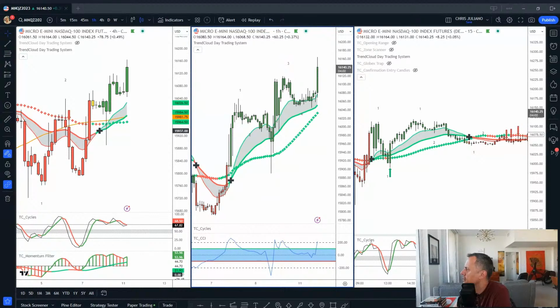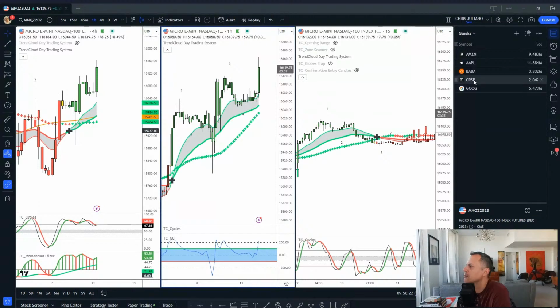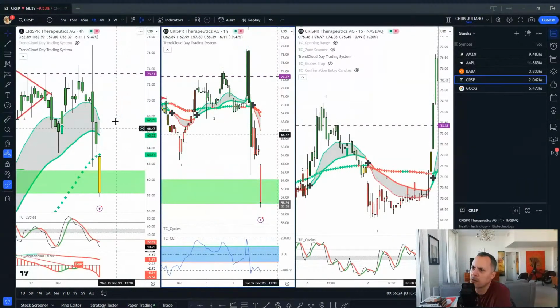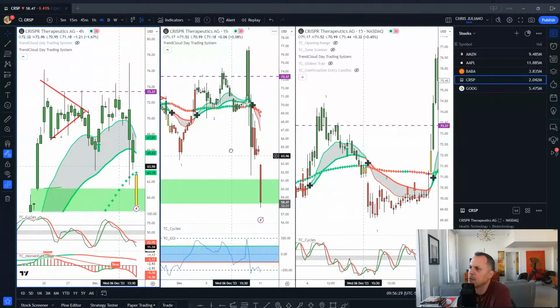Mixed signals on JMP security. CRISPR, yeah. 9%. Wow, that is crazy. That's crazy. Let's take a look at CRISPR here. Stocks. CRISPR. Yeah, look at that. There's that. We were drawing out that triangle. Wow.